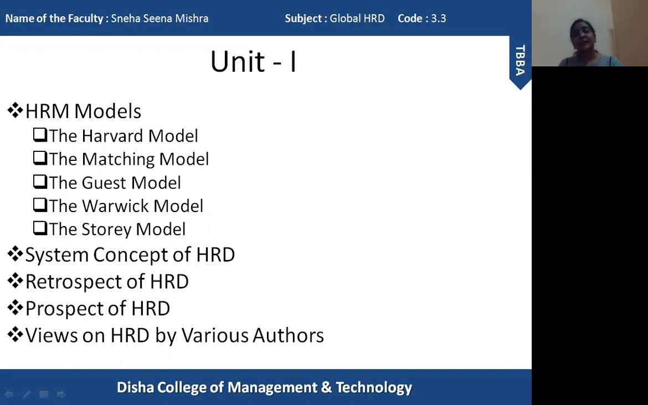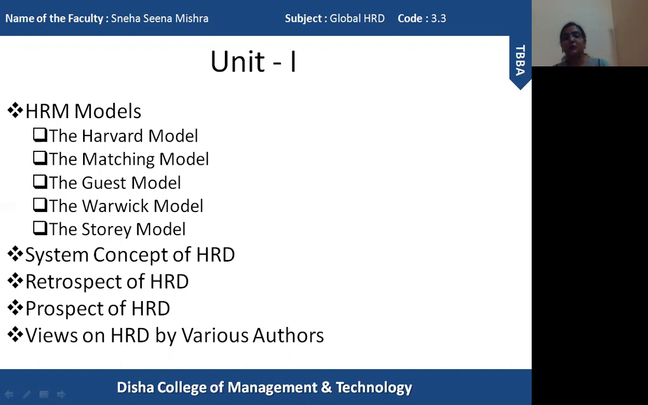Then comes prospect, meaning the future aspects of HRD: how it has changed after the introduction of HRD, what kind of changes have taken place in different industries and in different time periods, how it changed gradually, and how they have decided to focus on each and every new aspect of HRD. That is the prospect. And then comes views on HRD by various authors. Okay.